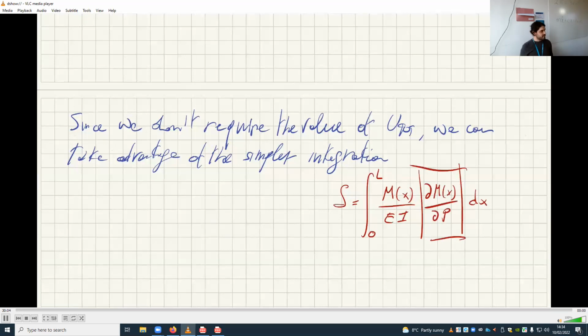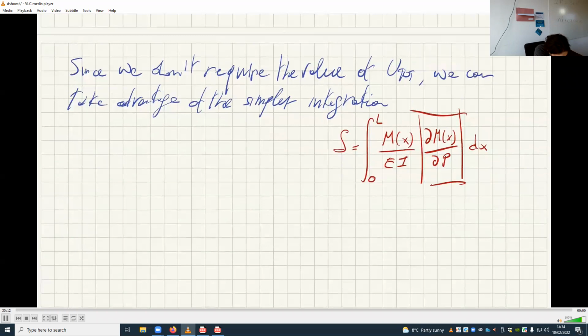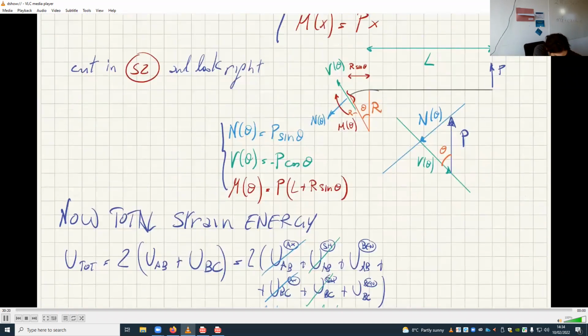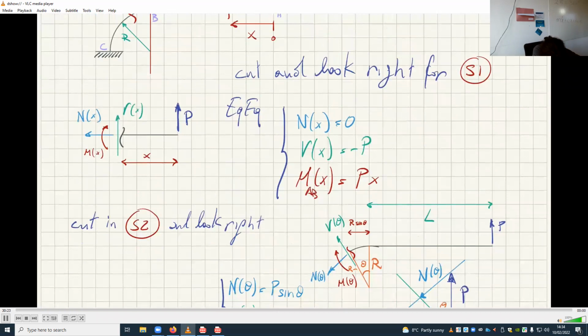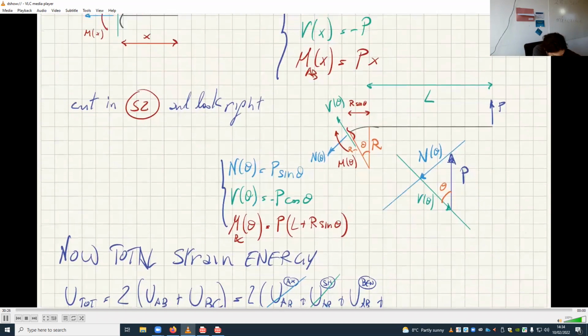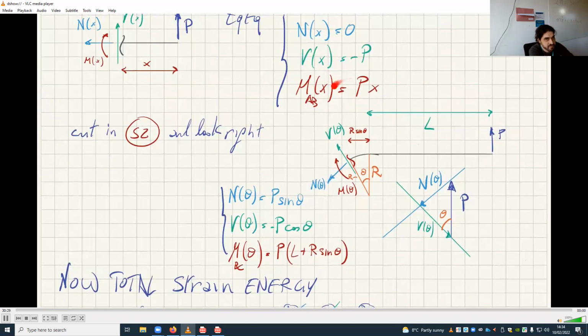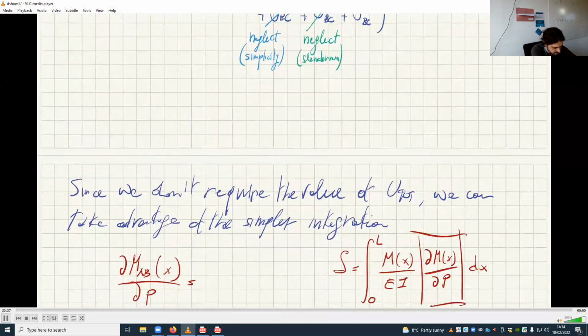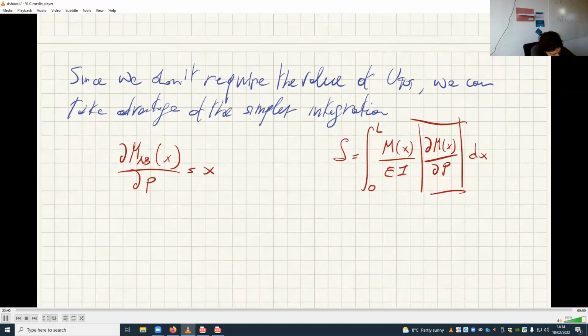So let's differentiate M of x with respect to P. We have two M of x's, one for AB, one for BC. So we'll do both. The M_AB of x, from AB, is P times x. The derivative of this with respect to P is x. Easy. Bam. And I'll shove it aside.